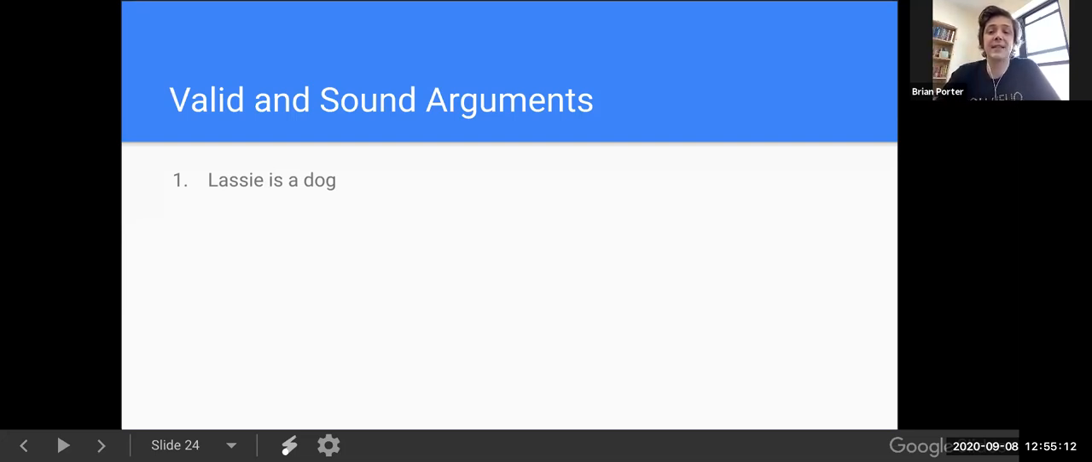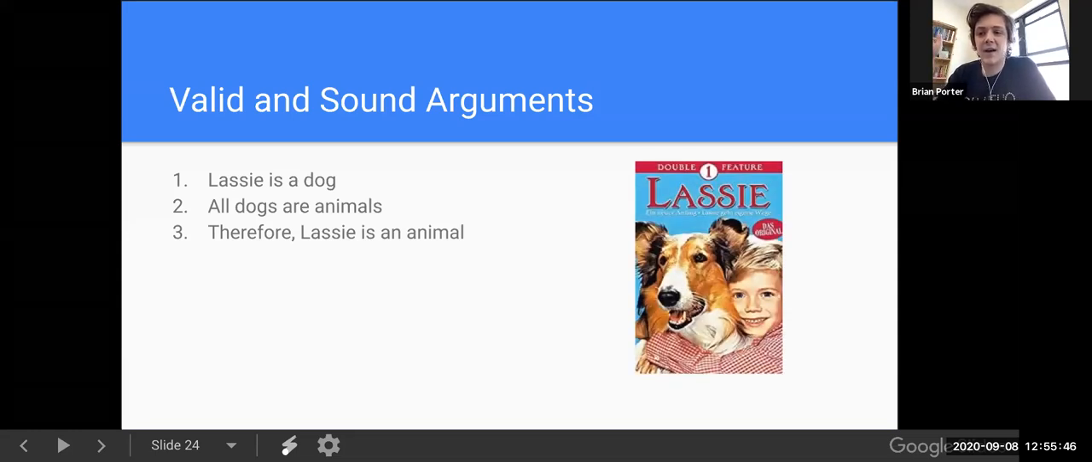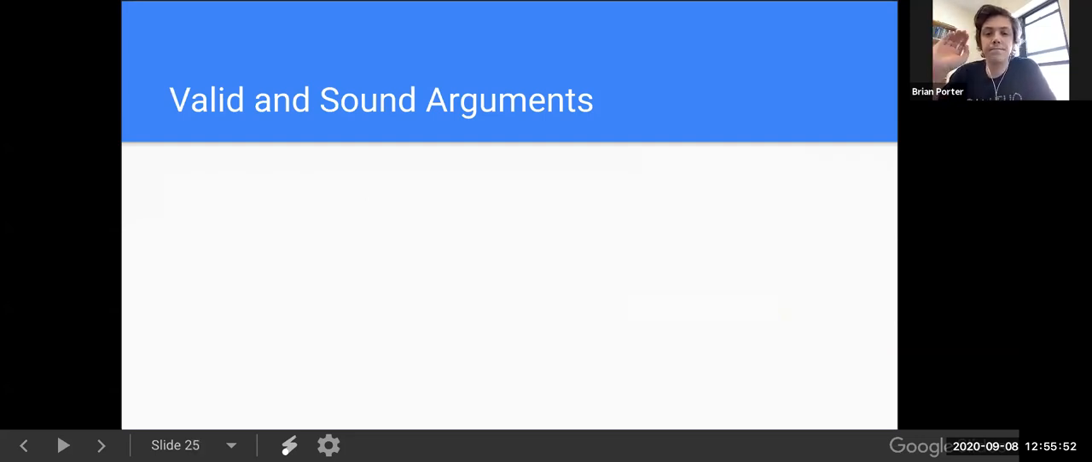form. So for example, Lassie is a dog, that's premise one. All dogs are animals, that's premise two. Therefore, Lassie is an animal. That's our conclusion. That's a valid argument. And it's the same argument form as the Nixon polar bear argument. Here, A is Lassie, B is dog, and C is animal. But it's the same form. It's just we're plugging in different things for A, B, and C here. Lassie, if anyone doesn't know, is a fictional border collie from old-timey movies and TV. So that's a valid argument form.